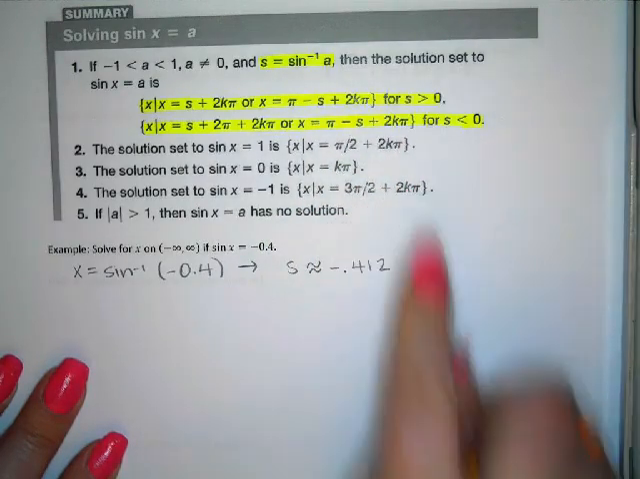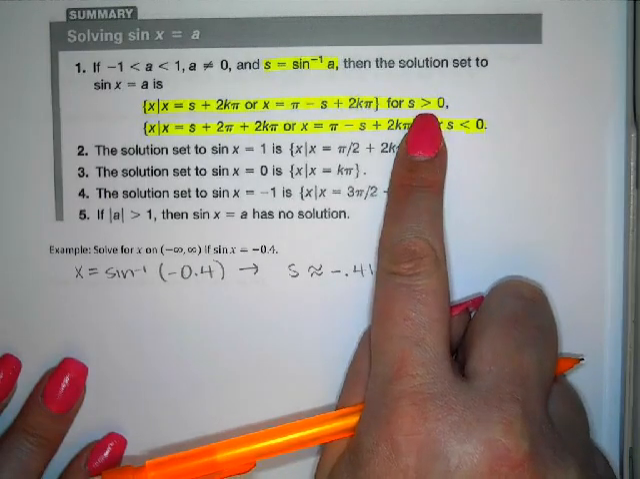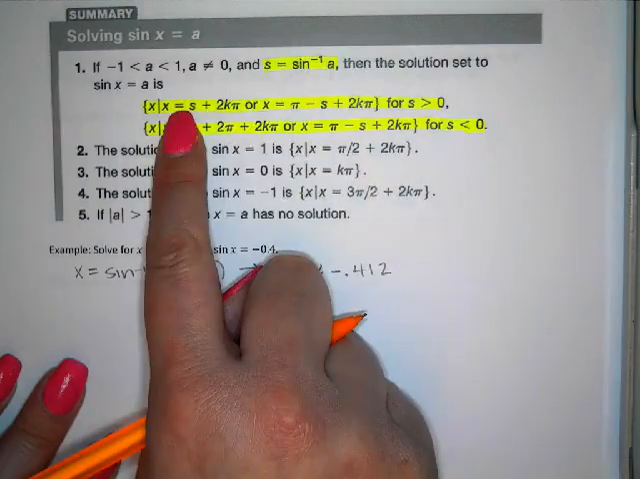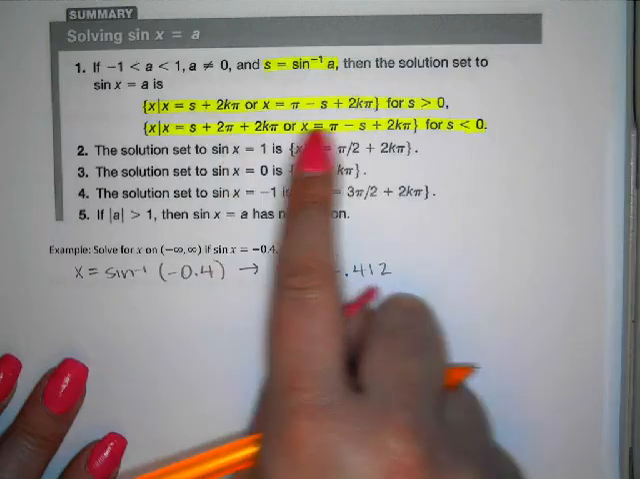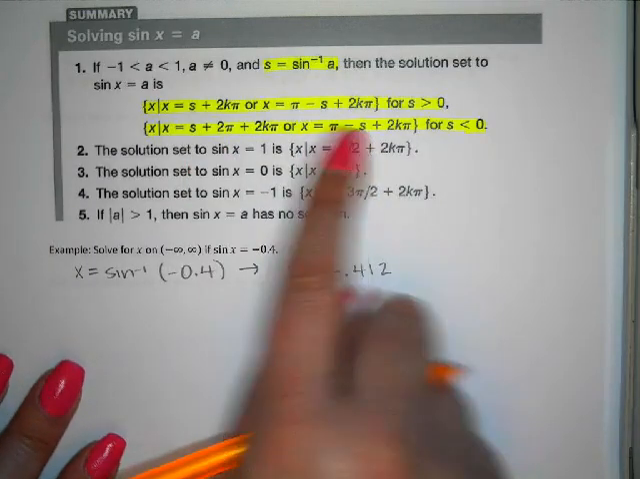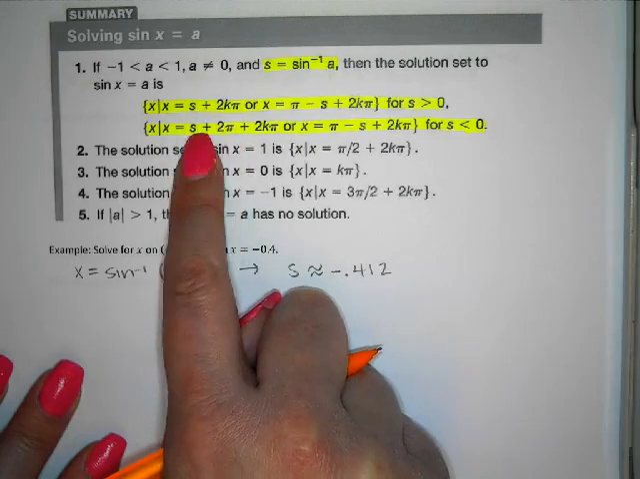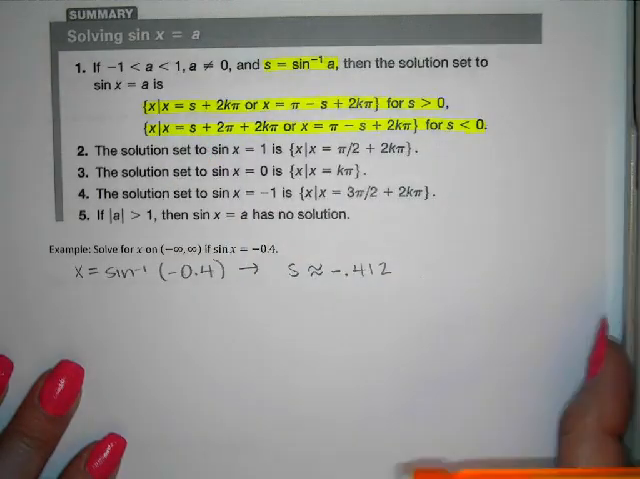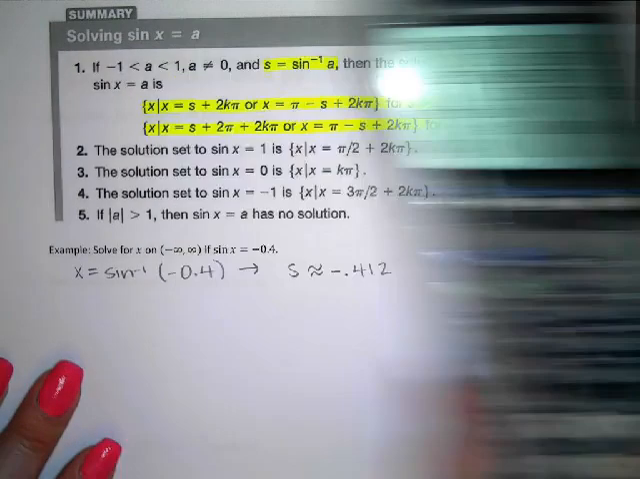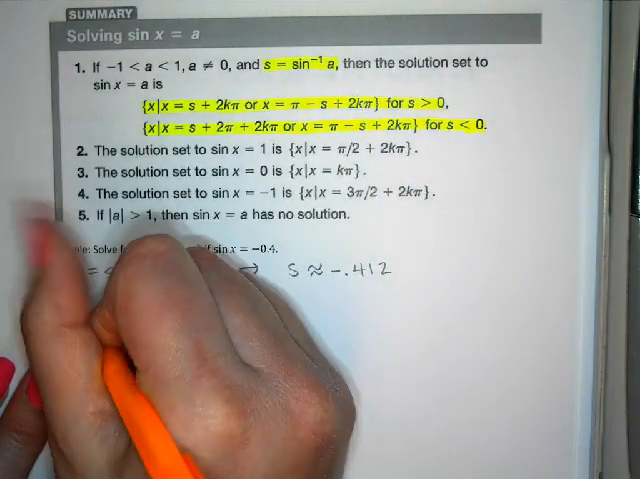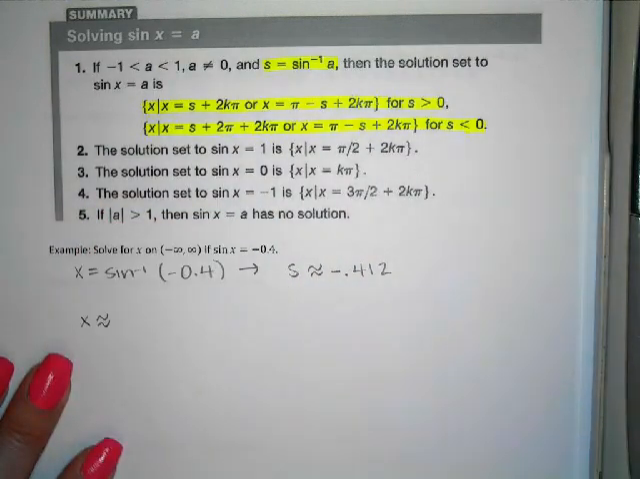Okay, now they give us two scenarios. They say if S is positive, if S is greater than 0, then you can use this to find your two answers. If S is negative, if it's less than 0, then you should find your two answers doing this. Okay, so I'm going to do S plus 2 pi. So what they're having me do first is find a coterminal angle, so I'm not writing down a negative value on my paper. And that is just kind of good practice because typically they want the answers to be between 0 and 2 pi, and a negative answer is not.